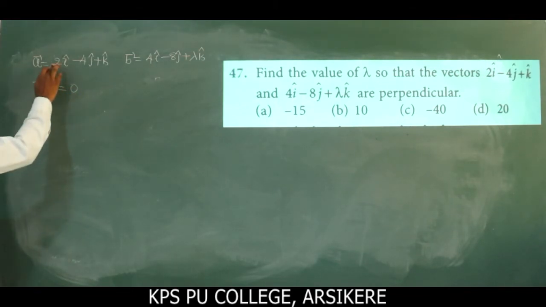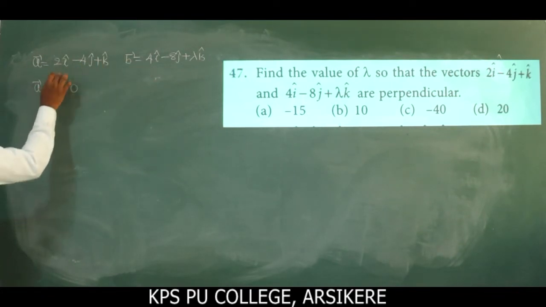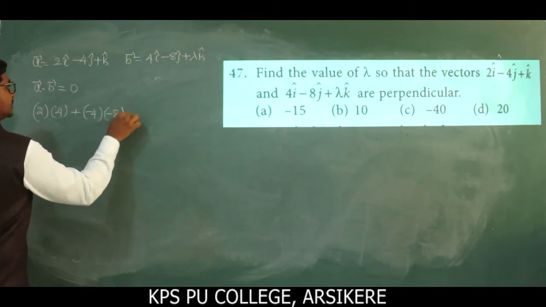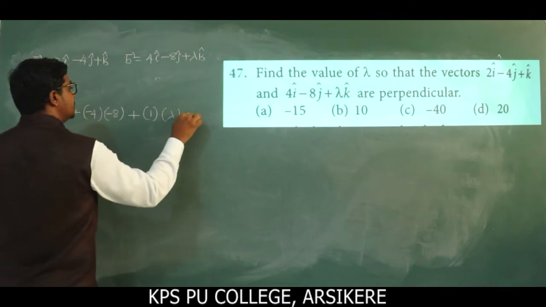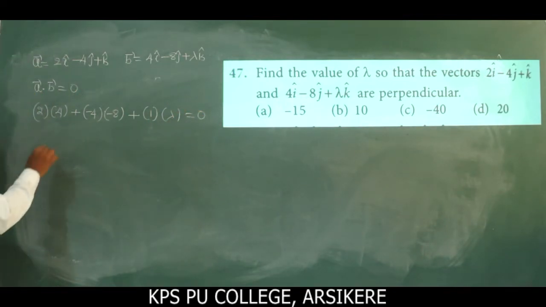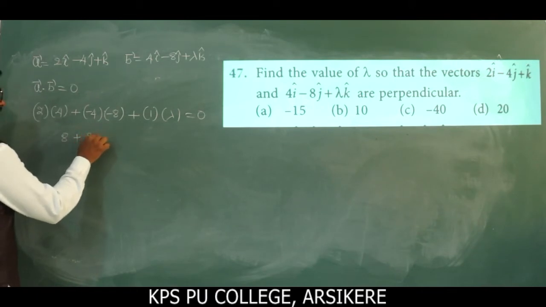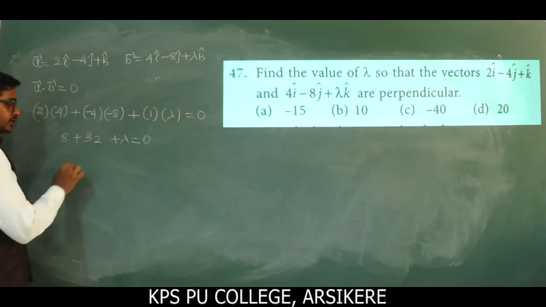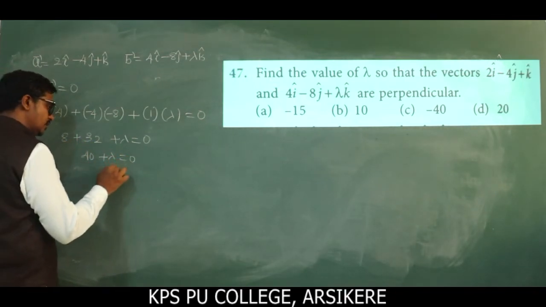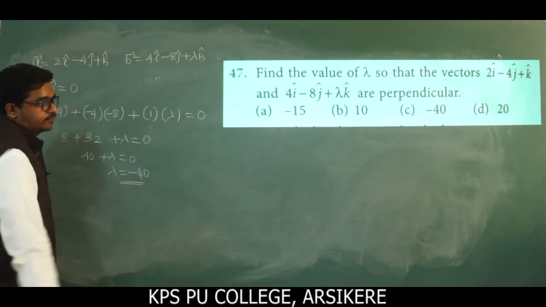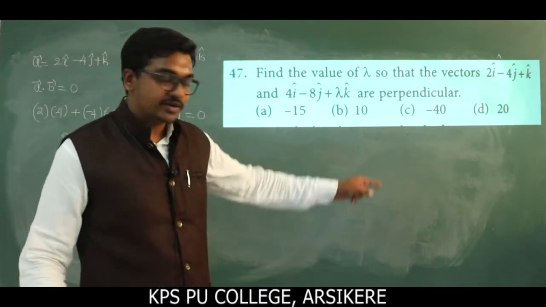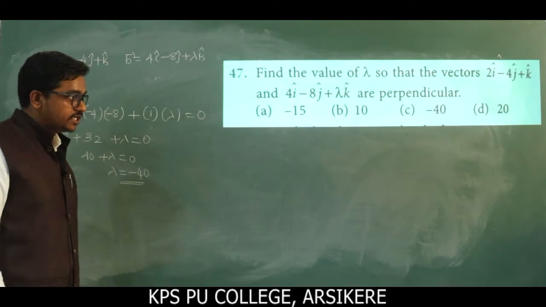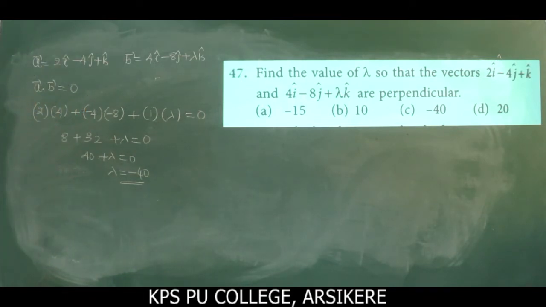Find the dot product: I to I plus j to j plus k to k. The I component is 2 and there 4, plus here we have minus 4 and here minus 8, plus here we have 1 and there we have lambda, is equal to 0. 4 2s are 8, minus 8 minus is plus 32, plus lambda is equal to 0. 8 plus 32 is 40, plus lambda is equal to 0. Lambda becomes minus 40. So therefore the lambda value is minus 40. Option C is our right answer. Take a pause and note it down.